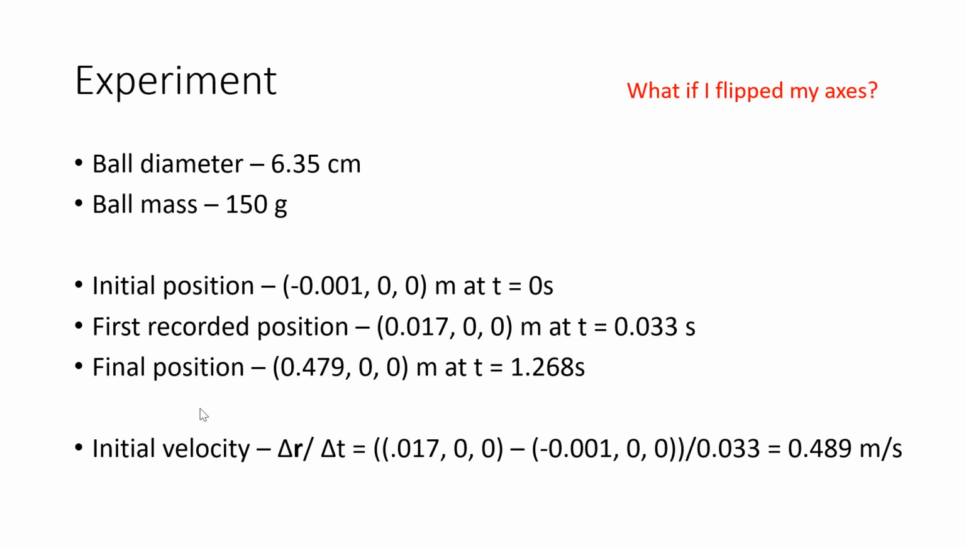If we had flipped the axis and positive x became negative x, the only effect on my results is that my final position would be negative and my velocity would be negative. All the magnitudes and distances would stay the same, they would just have the opposite sign.